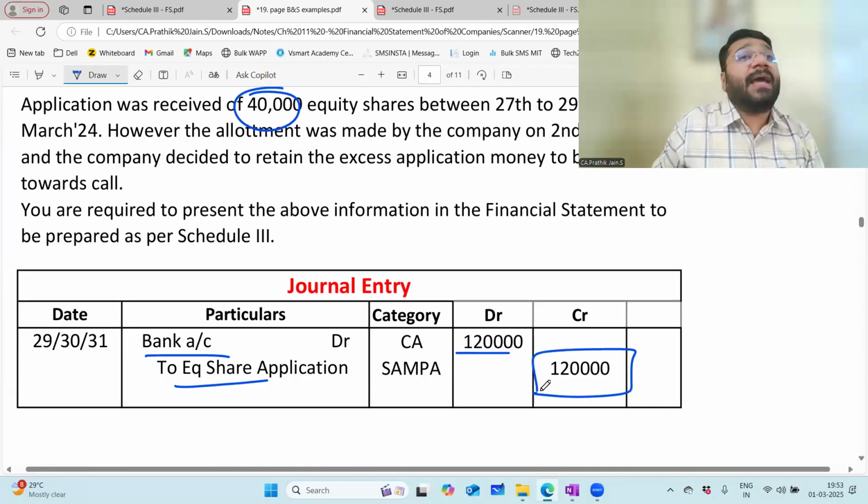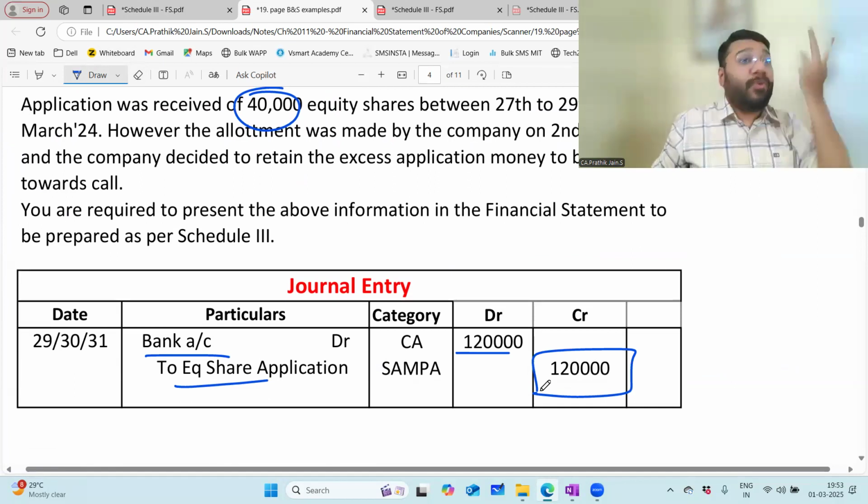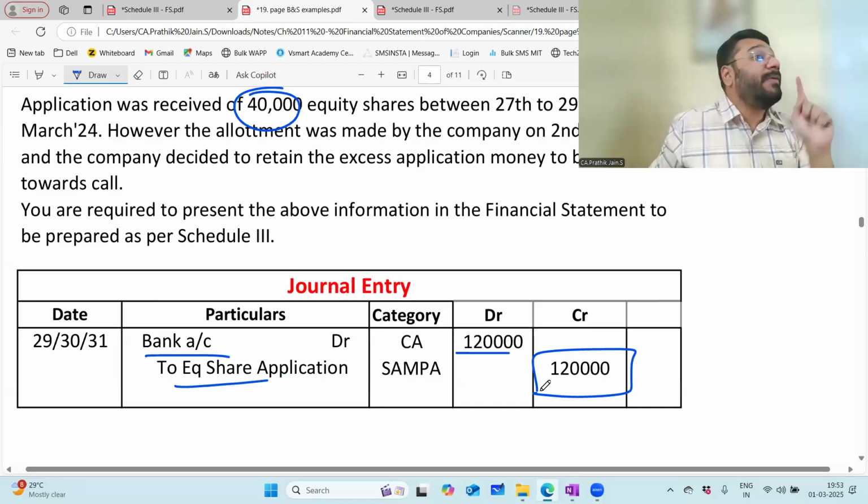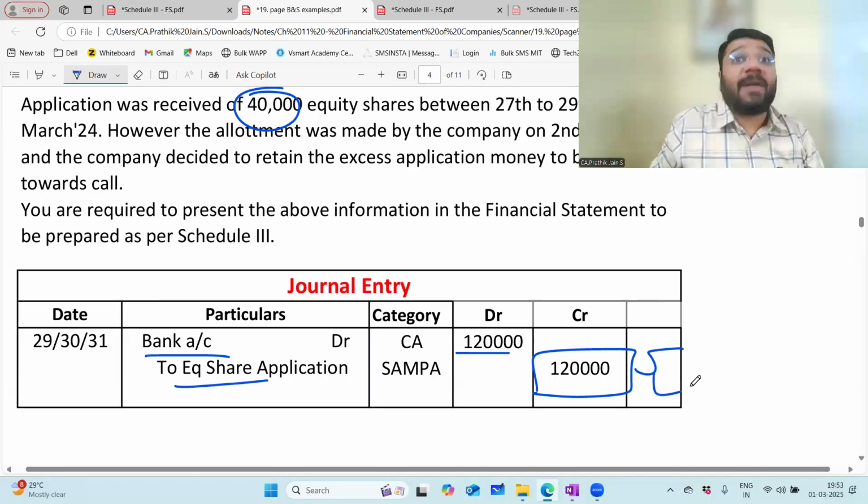Can I record this entire 120 under share capital? Sir, allotment is not done. How can I take it to capital? I will take it to share capital only when the allotment is done. So this cannot go to share capital. So where will this 120 go? Sir, I have to break this down into multiple parts.